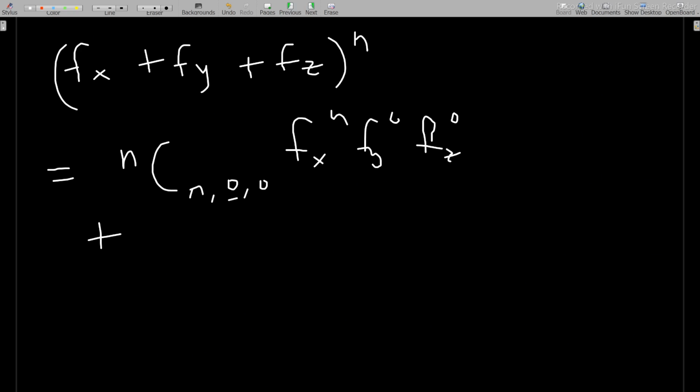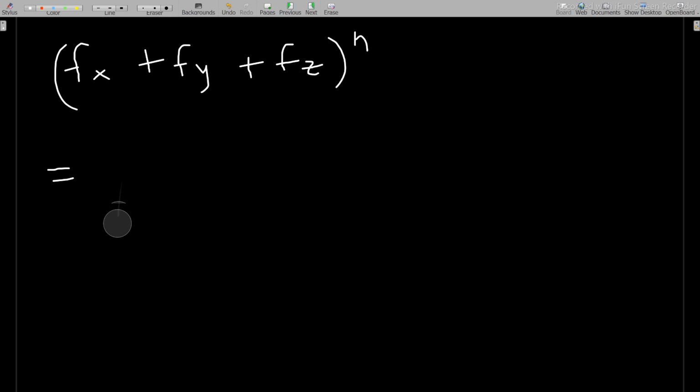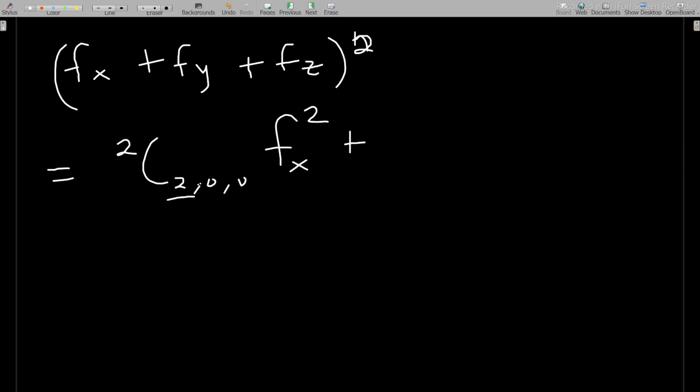So let me use the first one and show you something. With a square, this is how it should have been. The square should be 2 combination 2, 0, 0. Since we have 3 terms, write it in 3 terms. This one will be raised to the power of the first one, fx squared, times fy to the power 0, fz to the power 0, and something to the power 0 is what? 1.